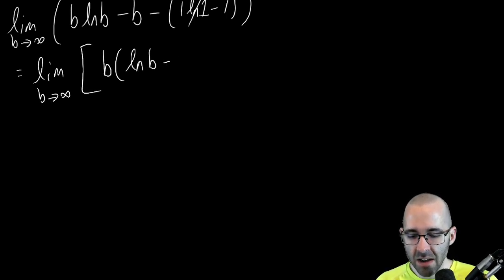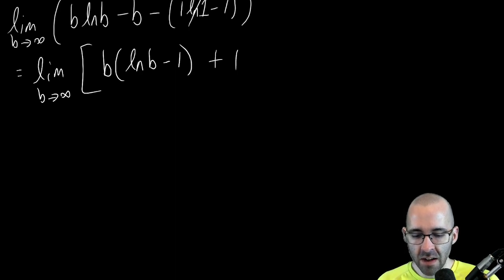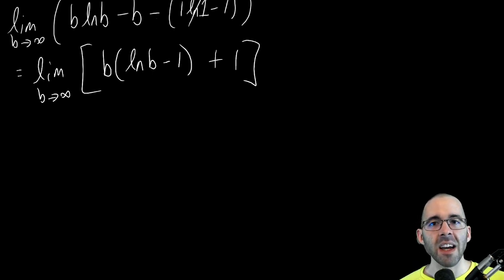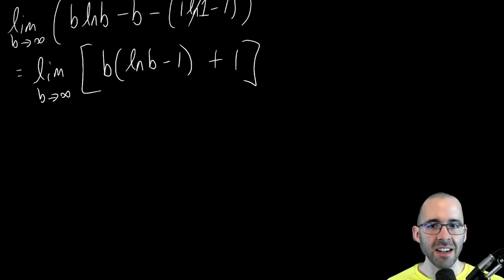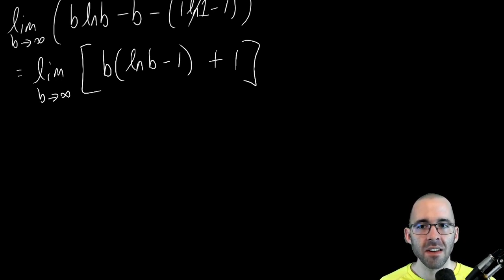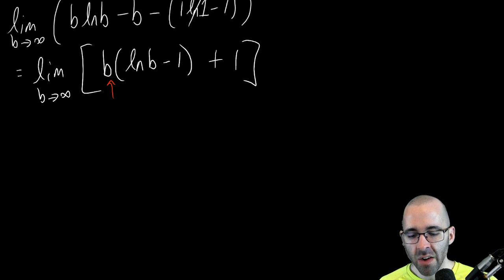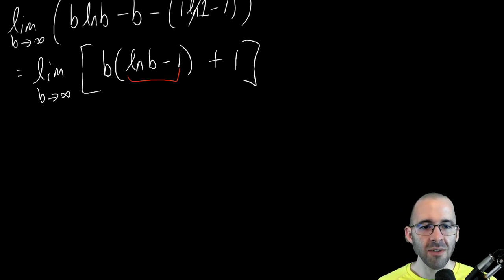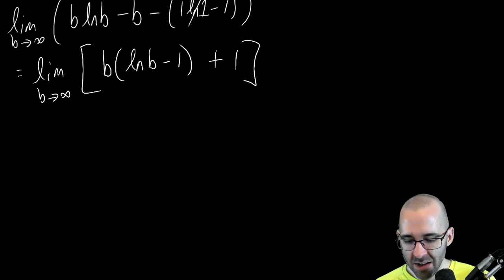We get ln of b minus 1. And then again, this is 0, and that becomes a plus 1. So this way looks a lot nicer than infinity minus infinity. Because what is this form? This is going off to infinity, and this is going off to infinity. What's positive infinity? An infinitely big number times an infinitely big number is still an infinitely big number.